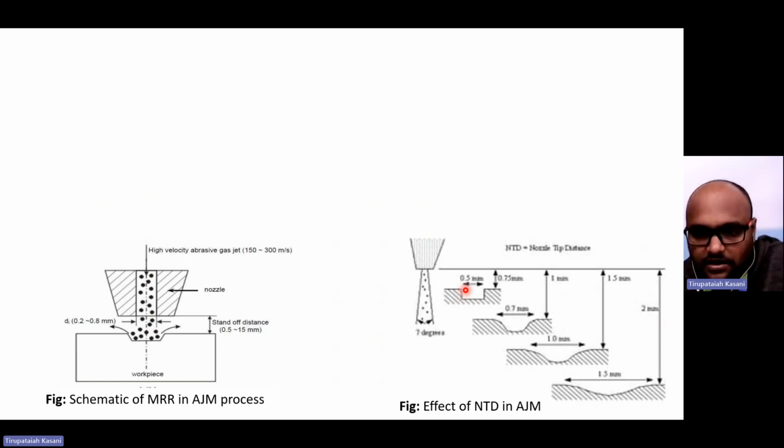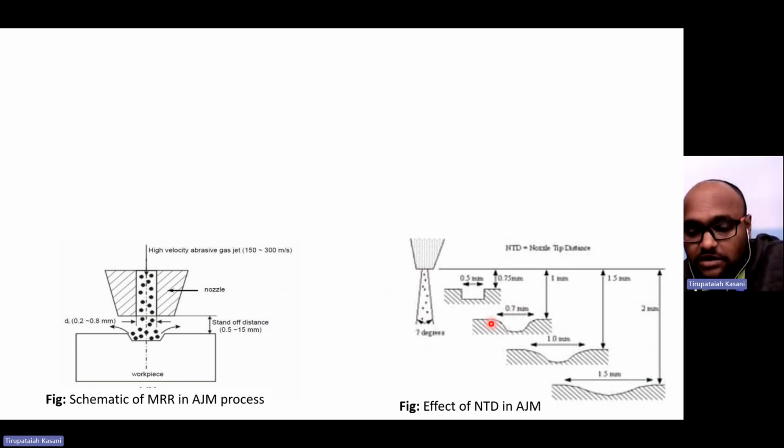Okay, see here, this is 0.5 mm width of the material removed. When the NTD is increasing to 1 mm, 0.7, the width is also increasing. Why? Because here it is diverging.